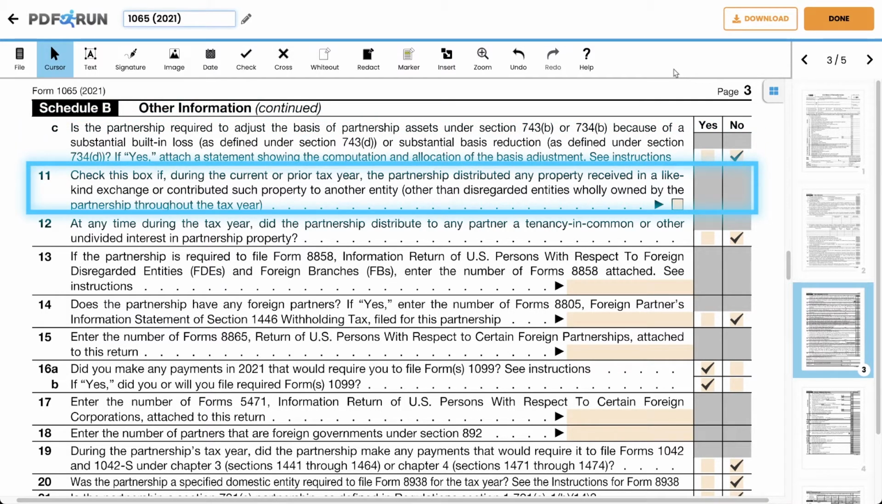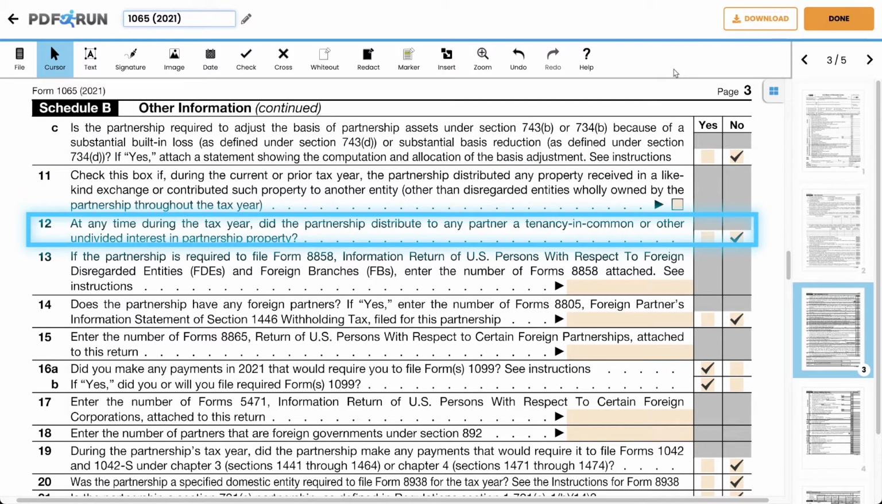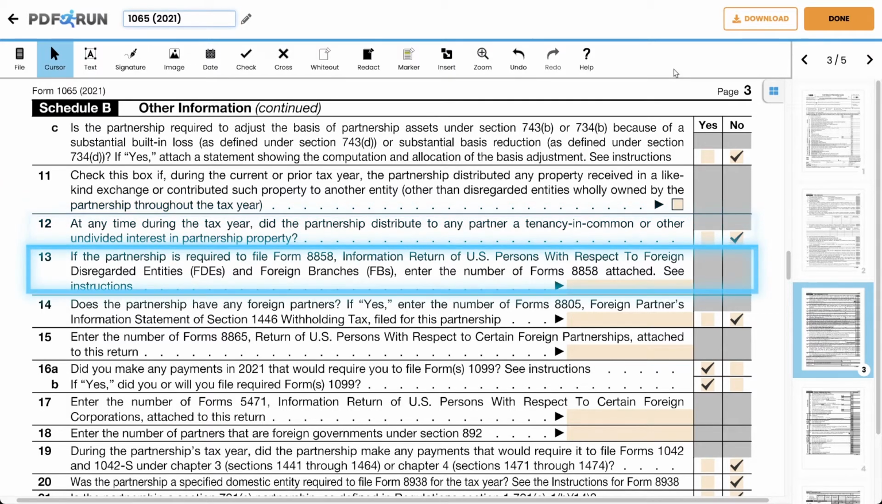Line 11. Check the box provided if the partnership distributed any property received in a like-kind exchange or contributed such property to another entity. Line 12. Check yes if the partnership distributed to any partner a tenancy in common or other undivided interest in partnership property at any time during the tax year. Otherwise, check no.